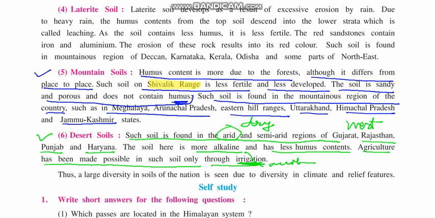So you saw that six types of soils are available in India. Thus, a large diversity of soil in the nation is seen due to diversity of climate and relief features. Due to the relief features and different kinds of climates, we can see that different kinds of soils are available in India. So, with this, we complete our chapter number 14.